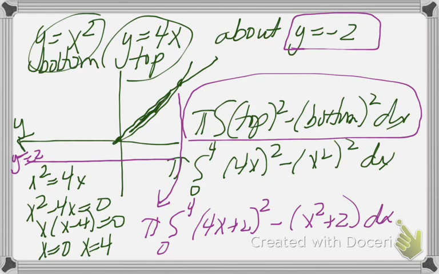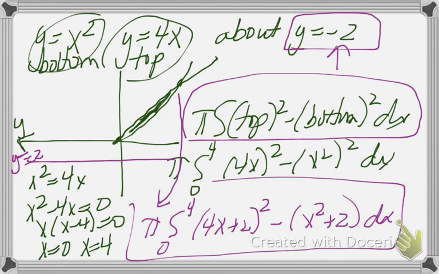So whenever you're going to revolve around a line other than the axes, you always have to say, how do I get it back to the axes? And in this case, you'd have to add 2 to get back to the axes. So this would be your final answer, and if you needed to evaluate that, you would.